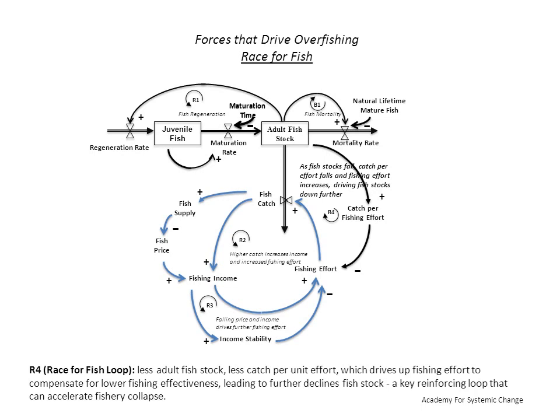This last loop, indicated R4, is a classic tragedy of the commons collapse dynamic, that once fish stocks start to fall, the catch per effort falls and the fishing effort increases, driving fish stocks down even further. It is not unusual in situations like this to find fishers developing a sort of gallows humor, where they literally do talk about being engaged in a race to catch the last fish.